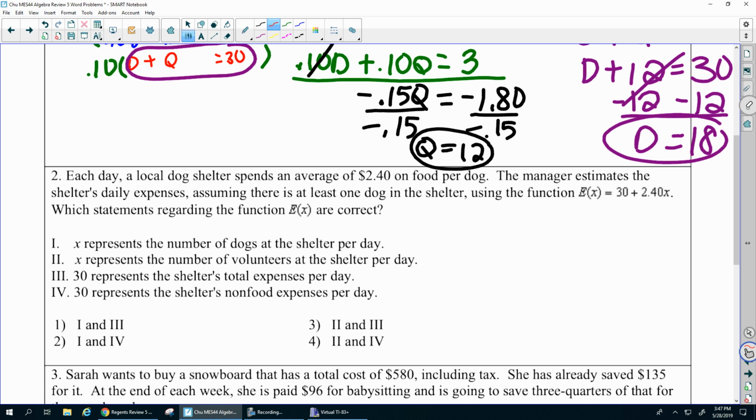Okay, before I even read those answers, I know 30 is my starting value. Okay, because that is my y-intercept. And now the 2.40 must be a rate of change.